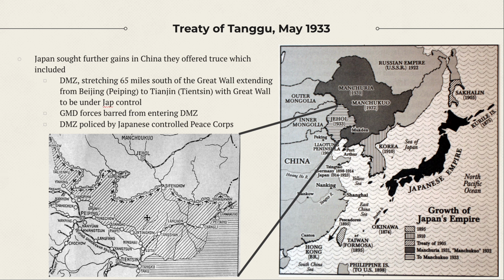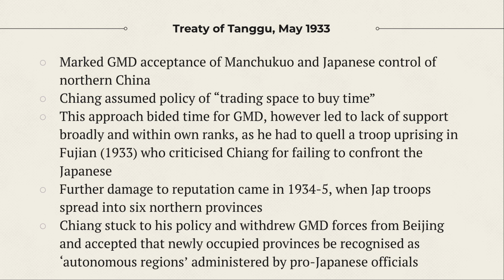So the Treaty of Tanggu marks the acceptance by the GMD of Manchukuo and Japanese control of northern China. As I said to you before, Chiang Kai-shek is more concerned with the communists in China as opposed to the Japanese threat in the north. Chiang trades space to buy time. He thinks, let's give in to the Japanese at this period, fight the communists, put down the communists, and then we will have the forces necessary and the whole of China backing us in order to then fight the Japanese. But that kind of fails for him.